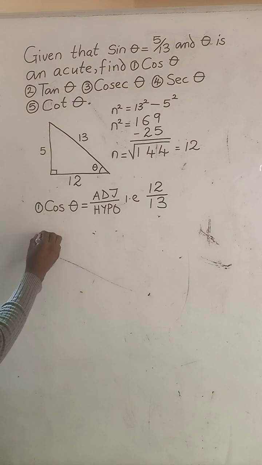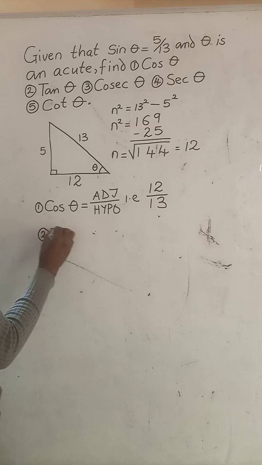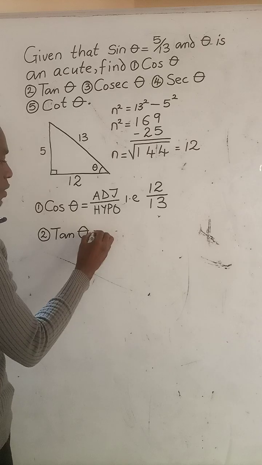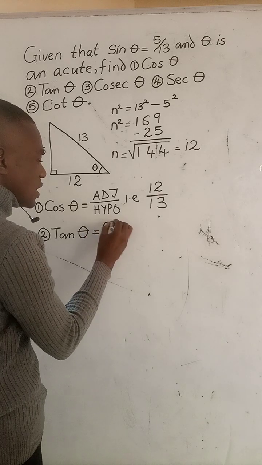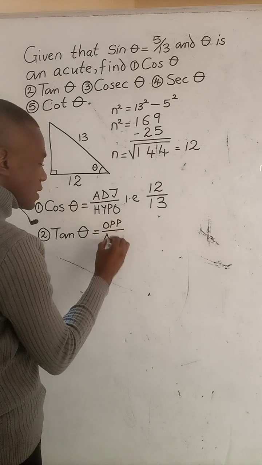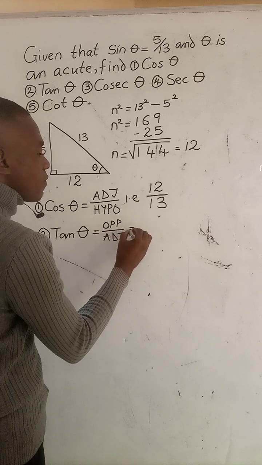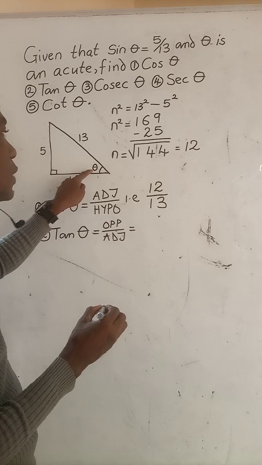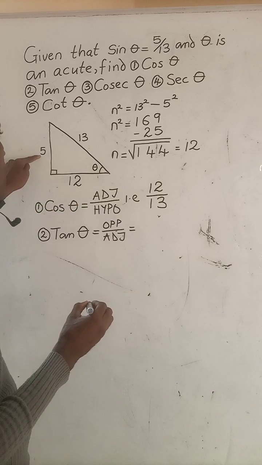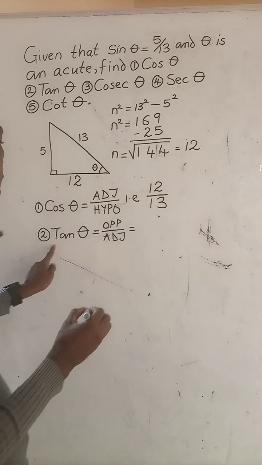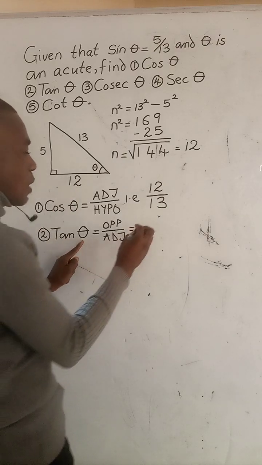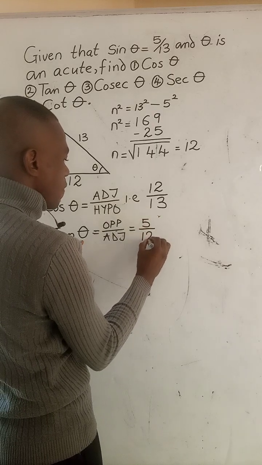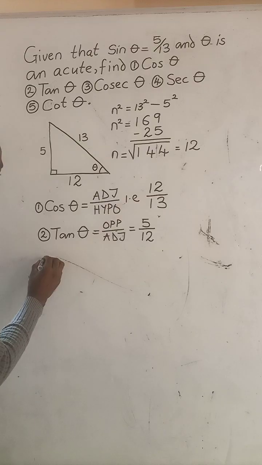In question number 2, what they ask us to find is tan theta. And the tangent of the angle is equal to opposite over adjacent. Now, from this diagram that we have here, and the angle that we're talking about, the opposite of this angle is 5, and the adjacent is 12, meaning that the tangent of the angle that we're looking for is 5 over 12. We now proceed to question number 3.